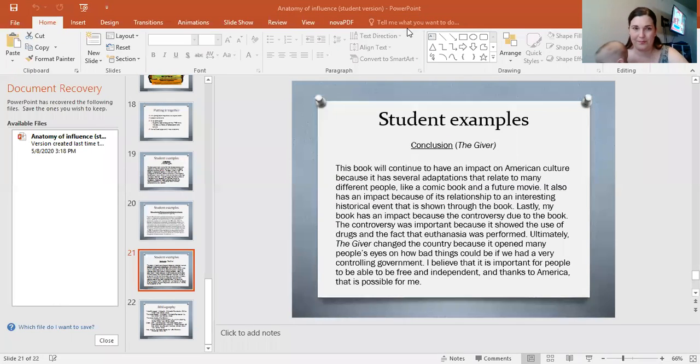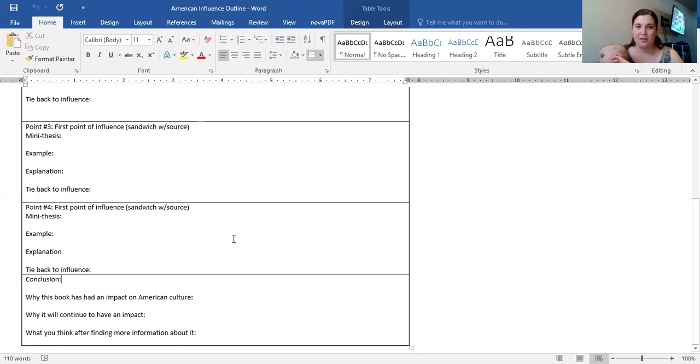Pulling that up. So in your conclusion, you'll start by talking through your thesis, okay? And then you'll go to why the book has had an impact on American culture. And let's switch those last two, what you think after finding out more information about it. Like, it may be useful to give your opinion, but conclusions really need to be strong and reiterating your thesis. And then lastly, why it will continue to have an impact.